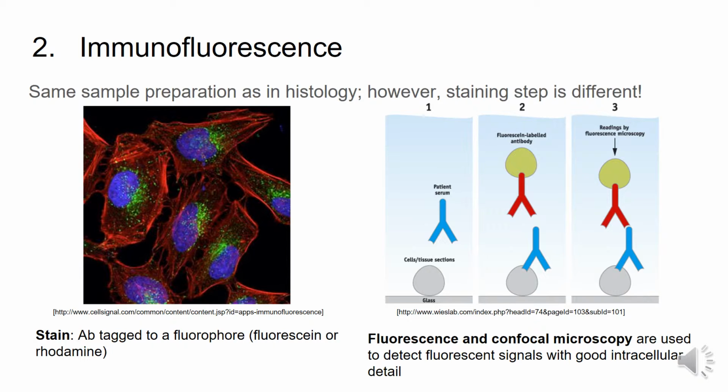Immunofluorescence is useful because it offers a more specific technique for investigating antigen presence, whereas histology only allows a visualization of the cell structure as a whole.